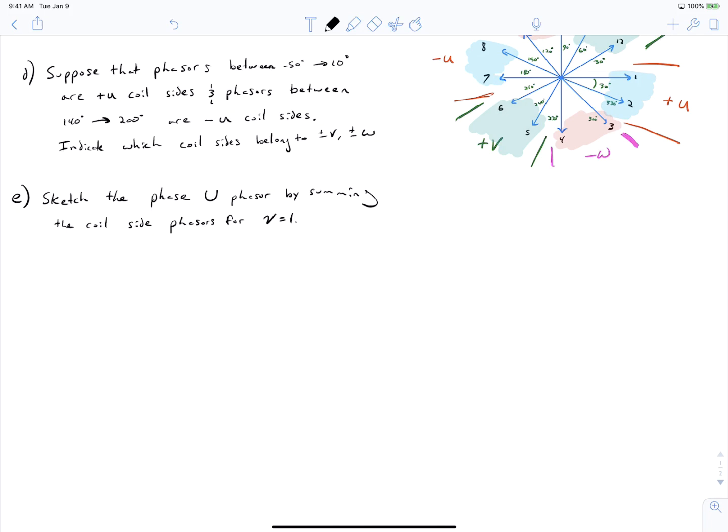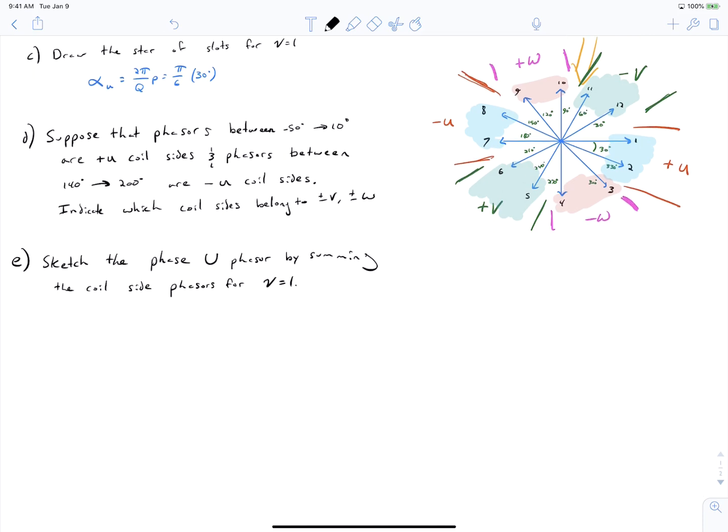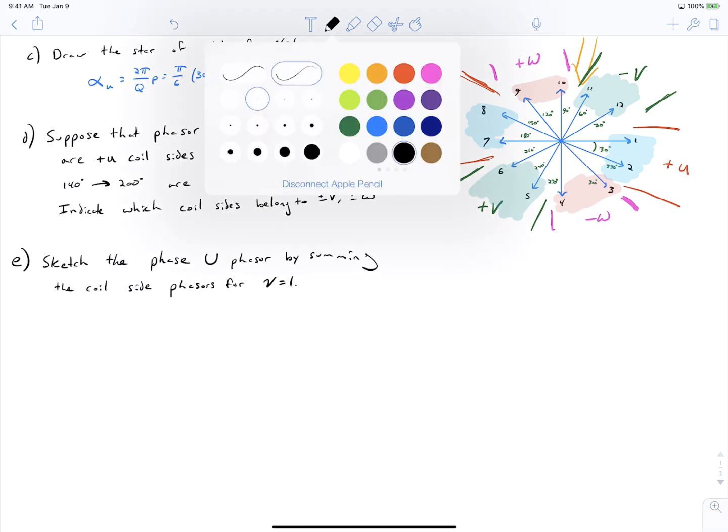Next, I want you to sketch the phase U phasor. I want you to draw the phase U phasor by summing the coil side phasors for our fundamental harmonic, V equals 1. So that is, go to your star of slots, extract the phase U phasors, and show how they add up to produce the complete phase U. Press pause and press play when you're ready for me to do this.